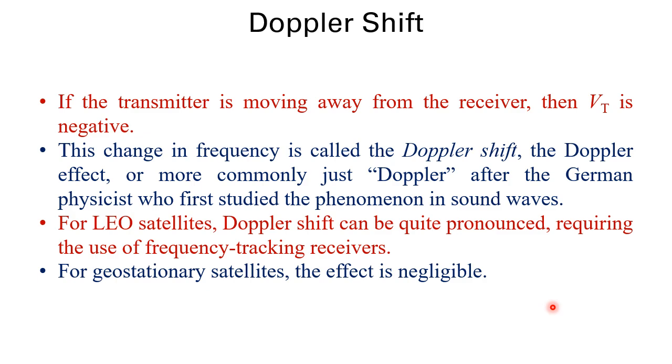But this particular phenomenon is not pronounced in geostationary satellites, but it is very severe for LEO satellites, or lower Earth orbit satellites, and for that they require frequency tracking receivers. So a conventional receiver will not work because the frequency will shift, right? Depending on the velocity, the frequency will vary. So frequency tracking receivers are needed.